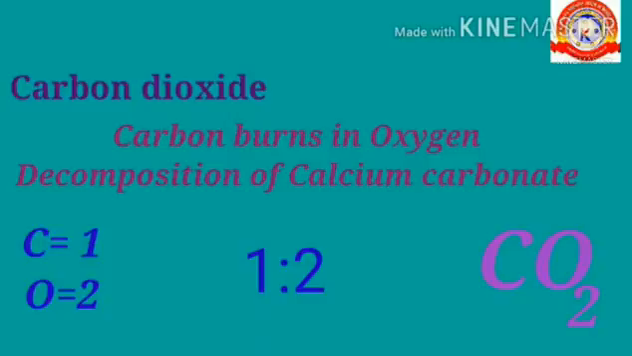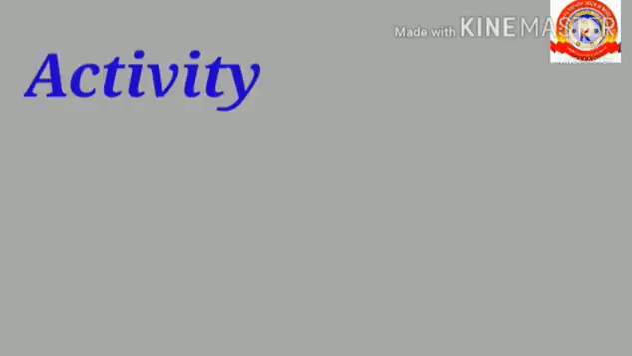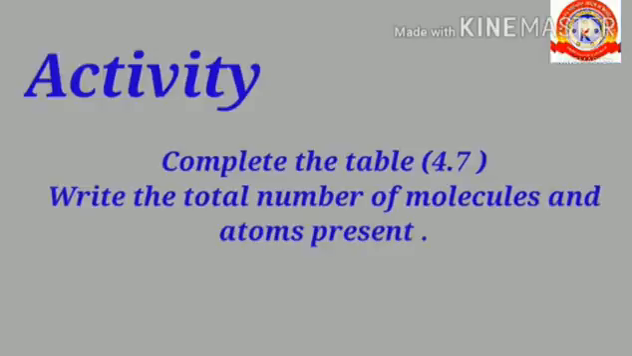There is an activity for you. Write the number of molecules and the total number of atoms present in the substances given in table 4.7 of page number 56 of your textbook.